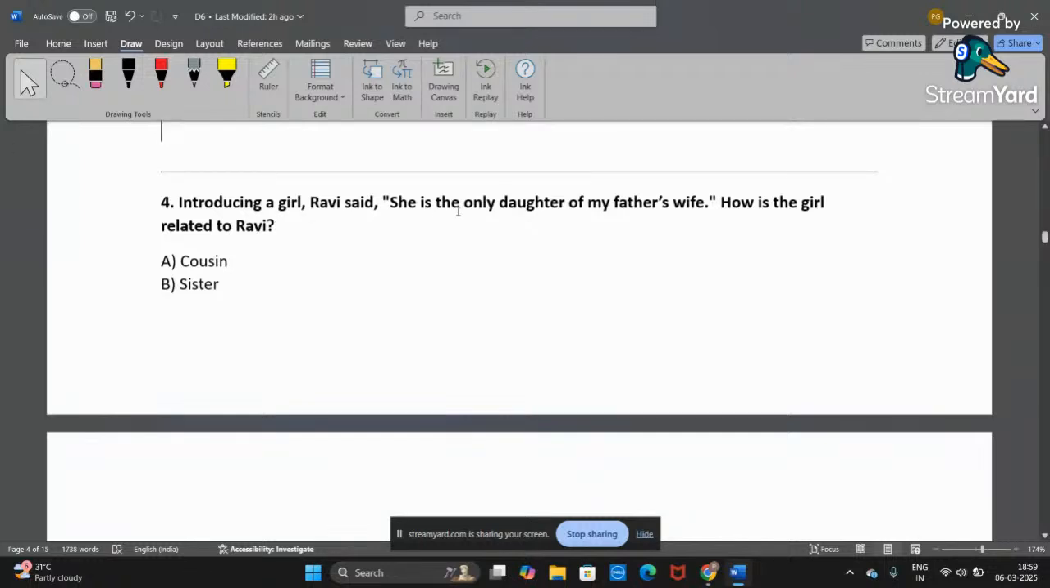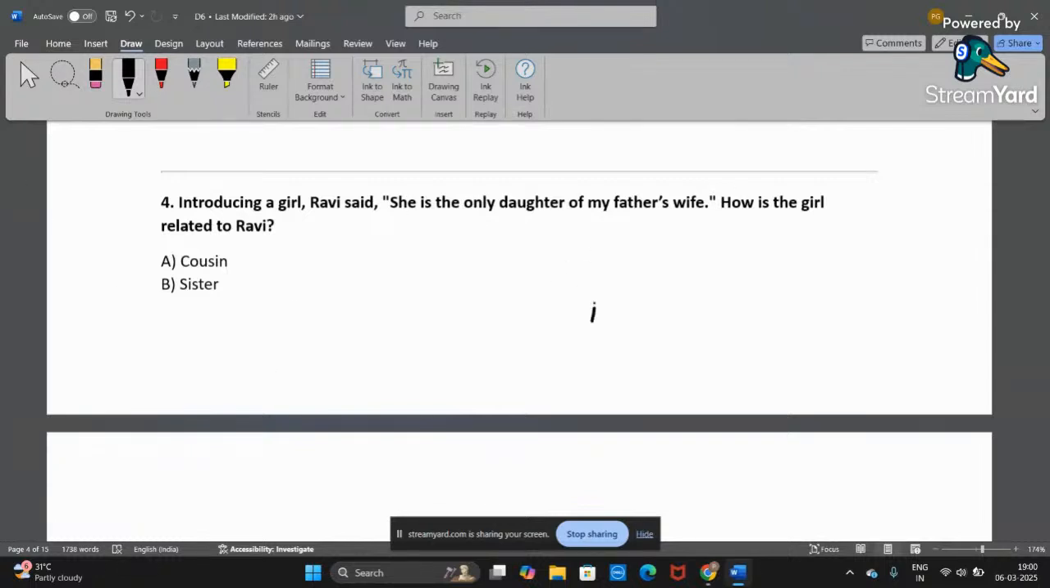Introducing the girl, Ravi said she is the only daughter of my father's wife. That means, this is very easy. He is introducing a girl, telling that she is the only daughter of my father's wife, which means he is telling about his sister, right? His father's wife means his mother, right? Her daughter means she is related as sister to Ravi. So the answer is sister. See, I'll draw it out.